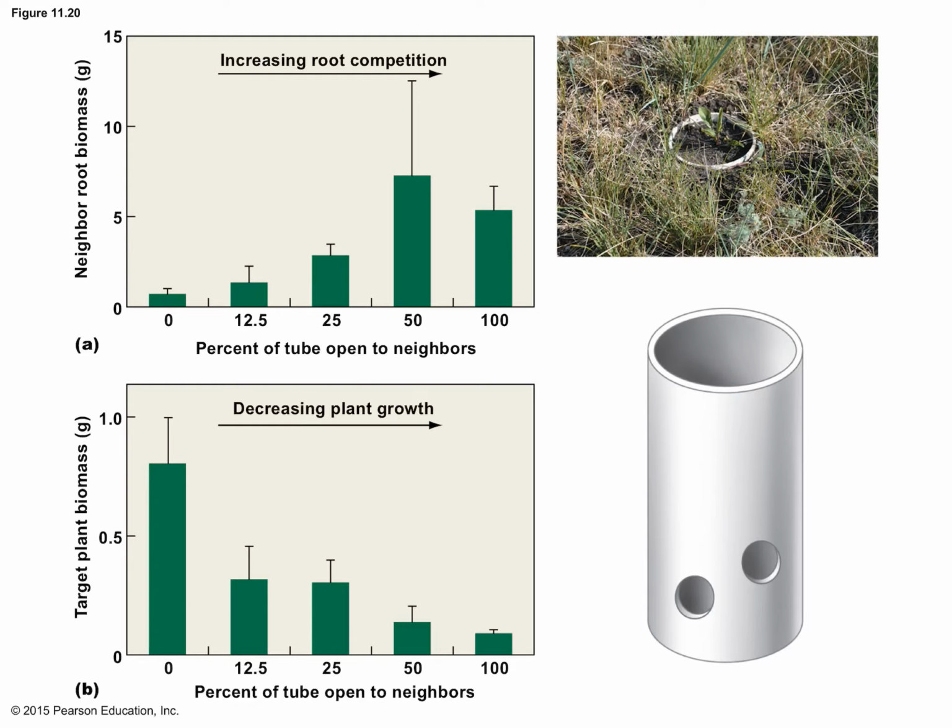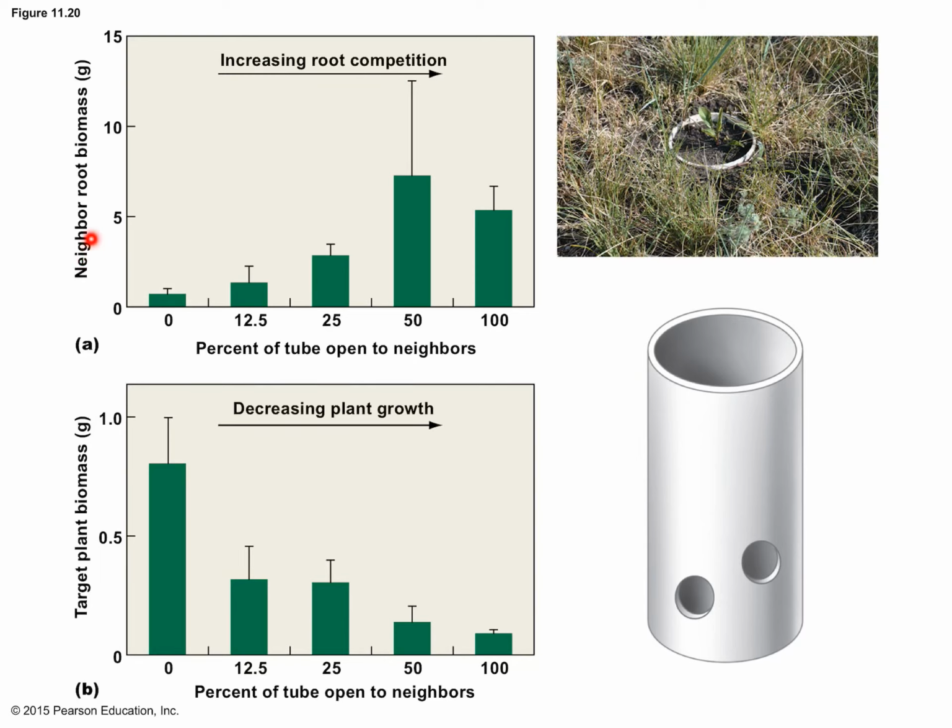All right, so the first figure here, we have the percent of tube open to neighbors. So 0%, that's a tube with no holes drilled in it, all the way up to a tube that apparently, or maybe even no tube at all in the case of 100% open to neighbors, 50% open, 25, and so on. So from left to right then we have increasing root competition.